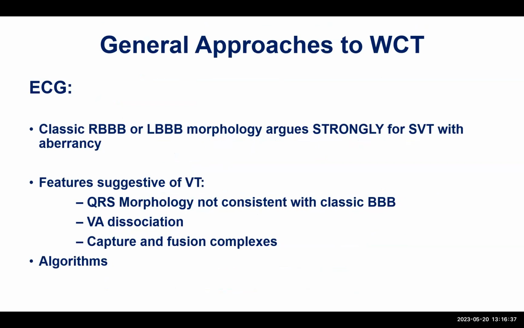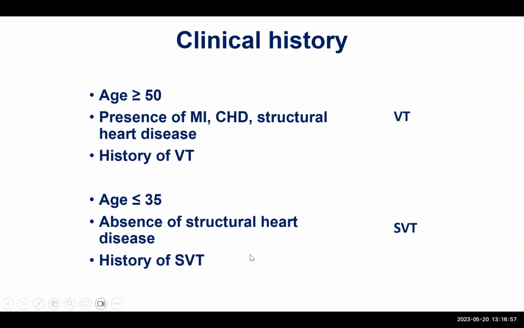Is it classic right or left bundle? If it is classic, then strongly think about aberrancy, like the case I showed you, and then look to the other features like the QRS complex morphology, AV dissociation, capture, fusion beat, and then algorithm. So algorithm is not actually, in my mind, the first thing to think about.